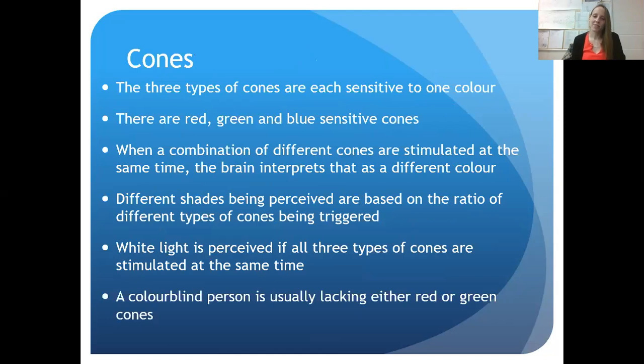You have 3 different types of cones. Each one is sensitive to a different wavelength of color. So you have red, green, and blue sensitive cones in your eye. And then if you have a combination of those cones that are stimulated, you can see colors other than just red, green, and blue. If all 3 of those cones are stimulated equally, then you will just see white light. A colorblind person is usually lacking either the red or green cones.